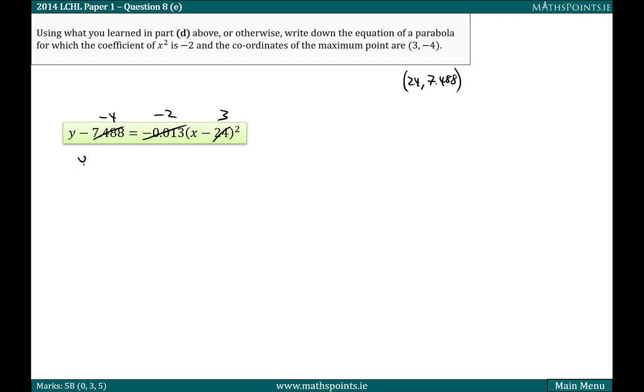And remember that a minus by minus is plus, so y plus 4 rather is minus 2 on x minus 3 squared. And that's the equation of a different parabola that has a different maximum, obviously, and where the x squared coefficient has been changed, that narrows or widens the function that we had. So it's shifted it lower, it's gone from 7.488 down to minus 4, and then it's also narrowed or widened it because the coefficient of x squared has changed.